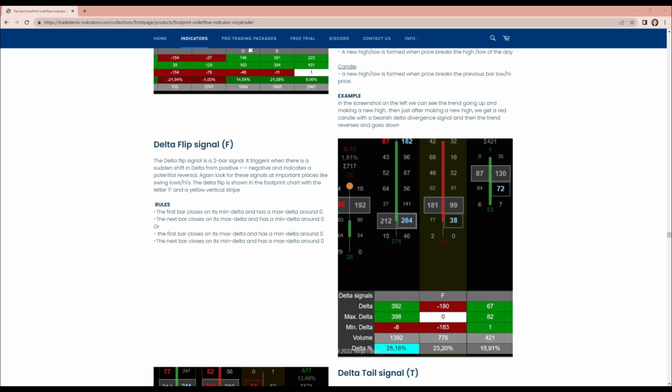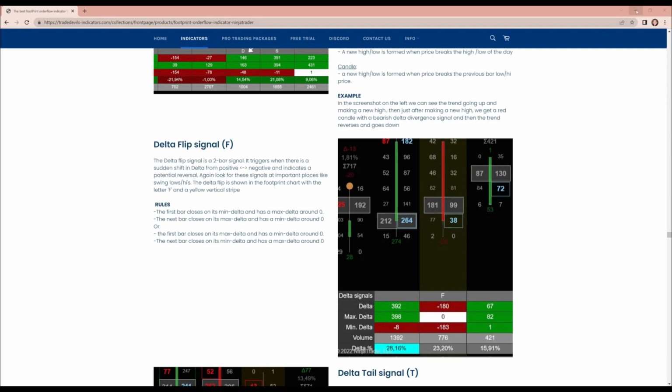So first bar closes on its min or its max delta, and then we get a complete flip where it in turn closes next bar on its min or its max. So we see here the max delta is 398 in this bar. The total is 392. So we're not at the exact high delta, but we're within a few points of it. And then here the delta is 180, but the min, the max of the min, if you will, is negative 183. So it's this extreme flip-flop, if you will, that you see in the delta that triggers the signal.